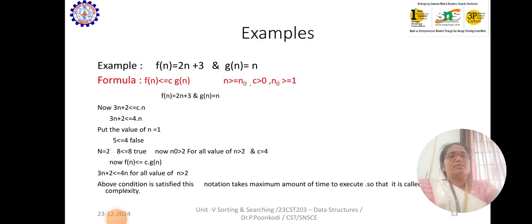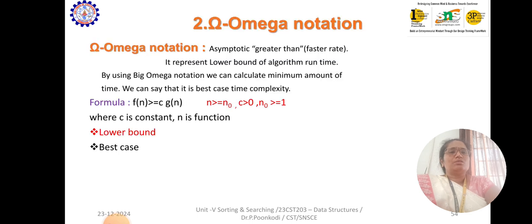Then this is the example. Function f of n equals 2n plus 3, and g of n is n. Then you have to apply the formula f of n is less than or equal to c into g of n. We have to check 2n plus 3 against n, apply it in this formula, and find the solution.